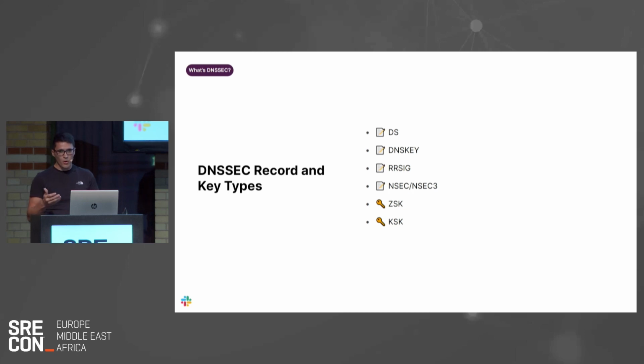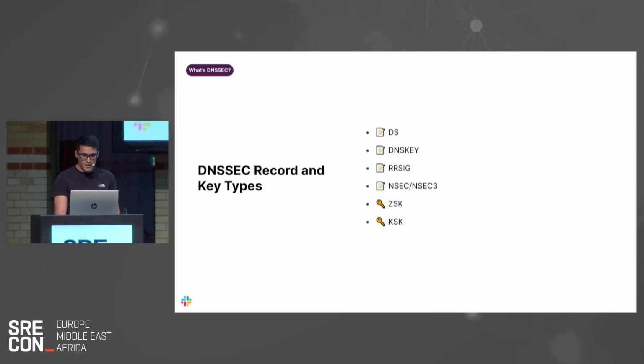So RRSIG holds a DNSSEC signature for a record set. That's the junction of a record name and a type. And resolvers will use this RRSIG record to verify the signature stored in the DNS key record. And then we have NSEC and NSEC3 records, which are typically used by resolvers to verify the non-existence of a record name and type. So the record name might be foobar.com, the type might be CNAME, A, whatever.